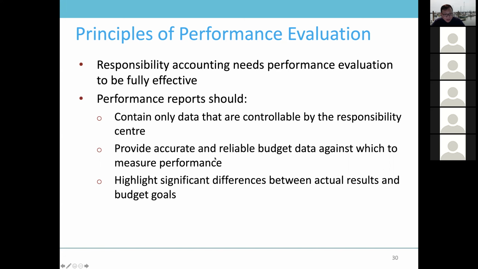And you want to provide accurate, reliable budget data, so you make sure that the budget is fair for the manager. Lethbridge is still a small commercial center. It's nothing comparable to the Calgary office, so the budget cannot be too aggressive. You can't be comparable to the Calgary office. So highlight a significant difference between actual results and the budget goals.